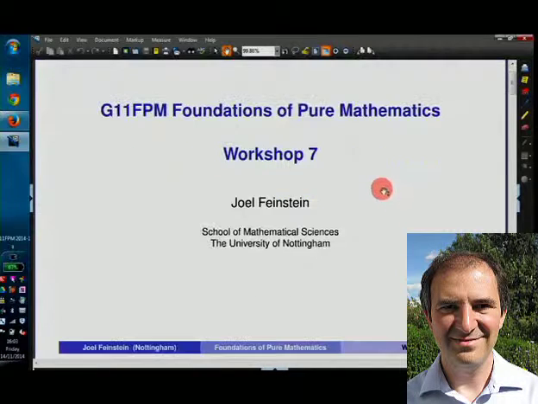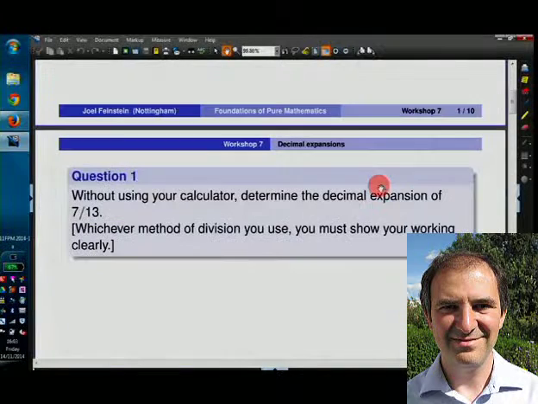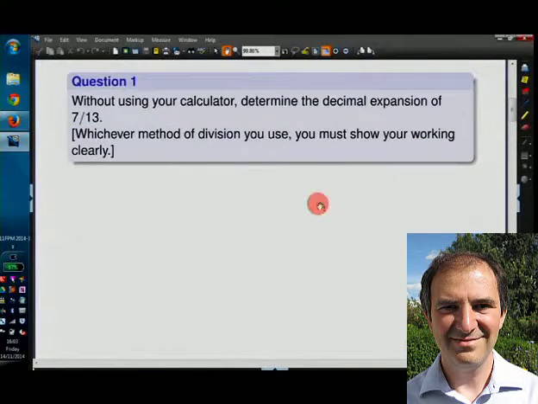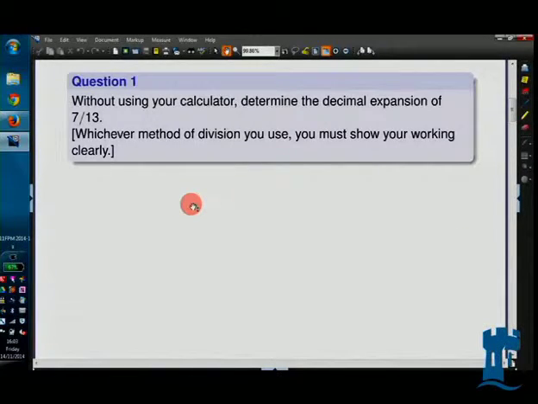Here we go for workshop 7. Question 1 involves doing long division to find out where and how this fraction recurs when you go for a decimal expansion.